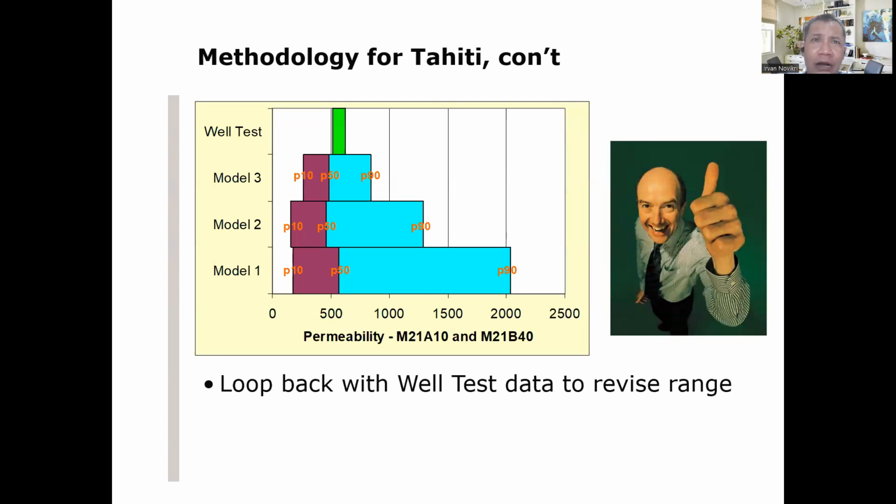Again, look back with well-test data to revise the range. Another methodology was used by, I think, Chevron in a Gulf of Mexico field project, which involved analyzing the data obtained from well tests, making adjustments or revisions to the predicted range of values for parameters such as permeability. This iterative process helps refine the model used in the project and improves the accuracy of predictions.